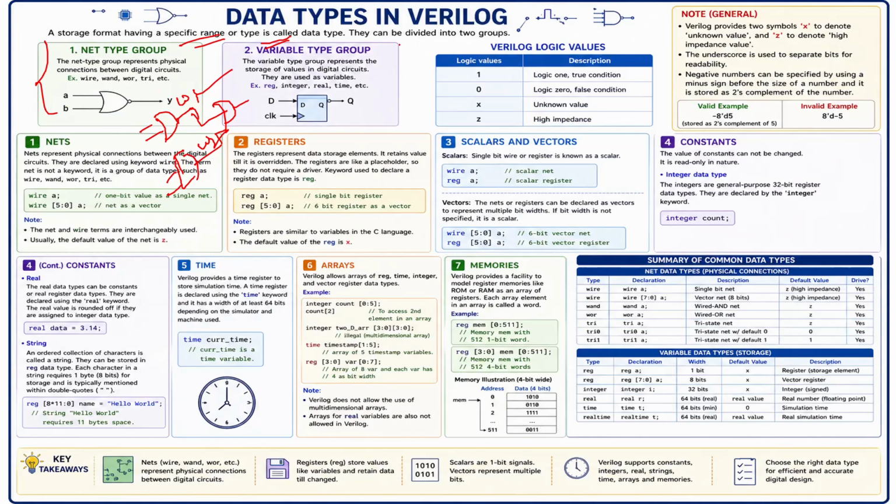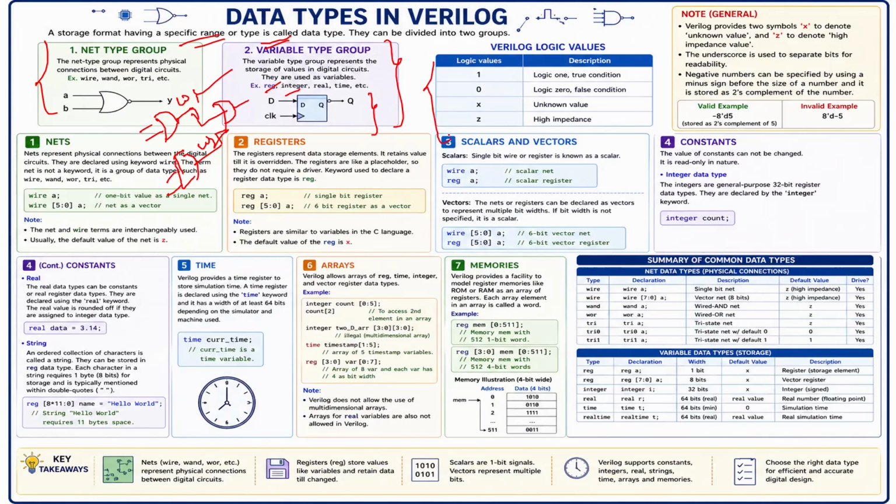And then reg is used for storage purposes. It can store values, and there are different types of registers. For example reg, integer, real, time, all these are there. Inside the procedural blocks we can use them. So reg is a variable which can be used to store values, and it has the capability of storing values. That is the use of reg.